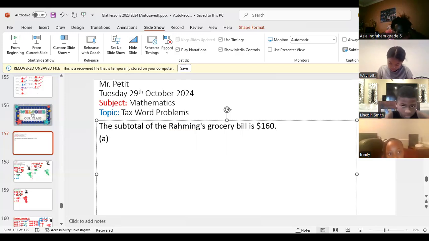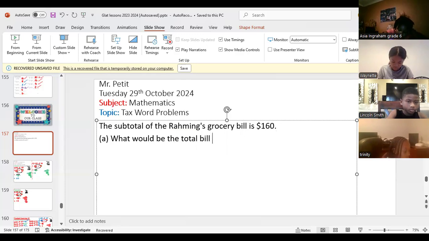Question A says, what would be the total bill if 20%?